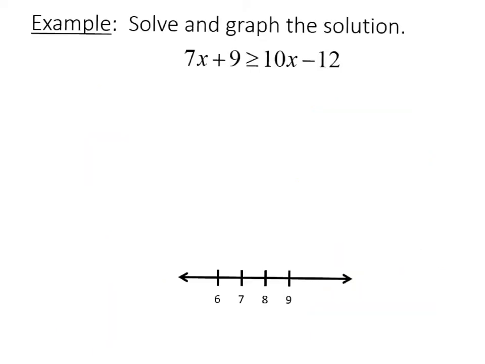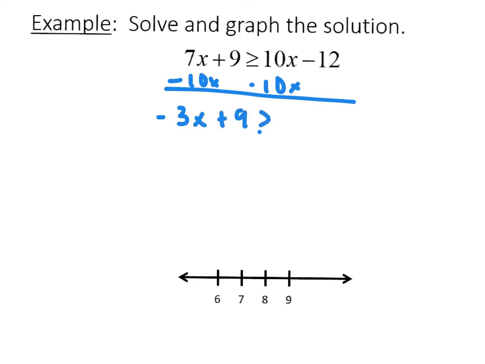Now we're going to put it all together in one final example. So the first thing we have to do is bring all of our variable terms to one side. So I've decided that I'm going to subtract 10x from both sides. So that'll give me negative 3x plus 9 is greater than or equal to negative 12. Now I'm going to move the 9 to the other side.